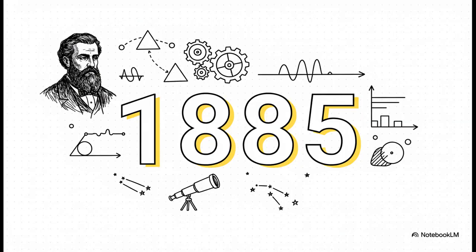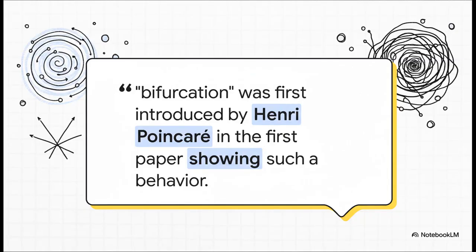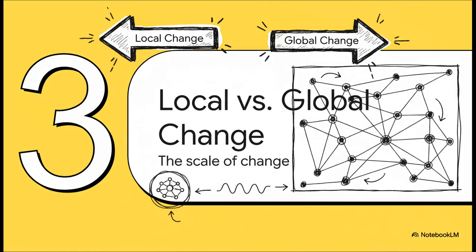And to find the origin of this idea, we have to go back in time, way back to 1885. This is where a true legend of math and physics enters the picture. That's right. The name bifurcation was first introduced by the one and only Henri Poincaré. He was working on this incredibly complex problem about the stability of rotating fluids, and in his paper, he became the first person to ever mathematically describe one of these tipping points. He literally gave us the language to talk about this, and in doing so, he laid the foundation for huge fields like chaos theory.